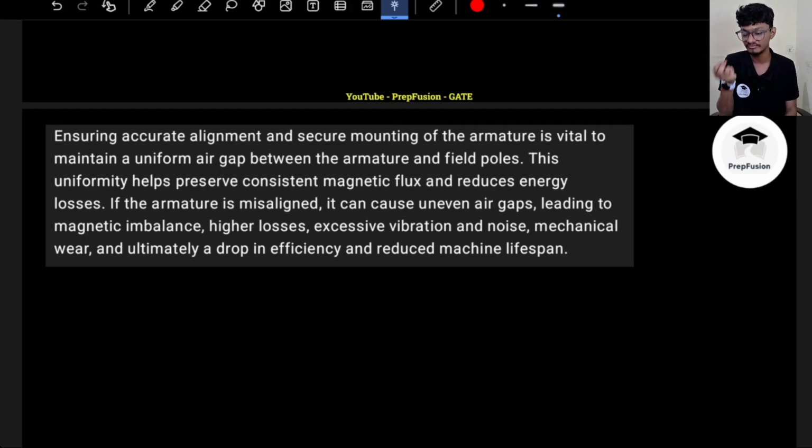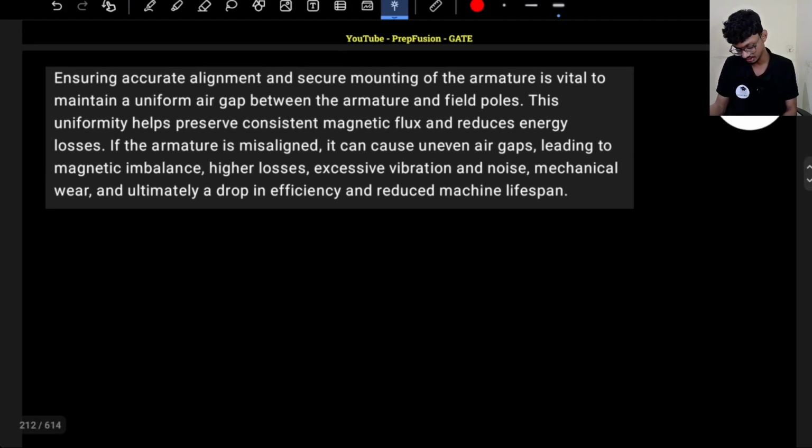What can be the problem? If flux density is not uniform, it is not pure AC. If the waveform is not pure AC, there will be problems, right? Same thing is written over here: waveform is not pure AC. If it is not pure AC, commutation also will not work properly. Many things will not work properly.